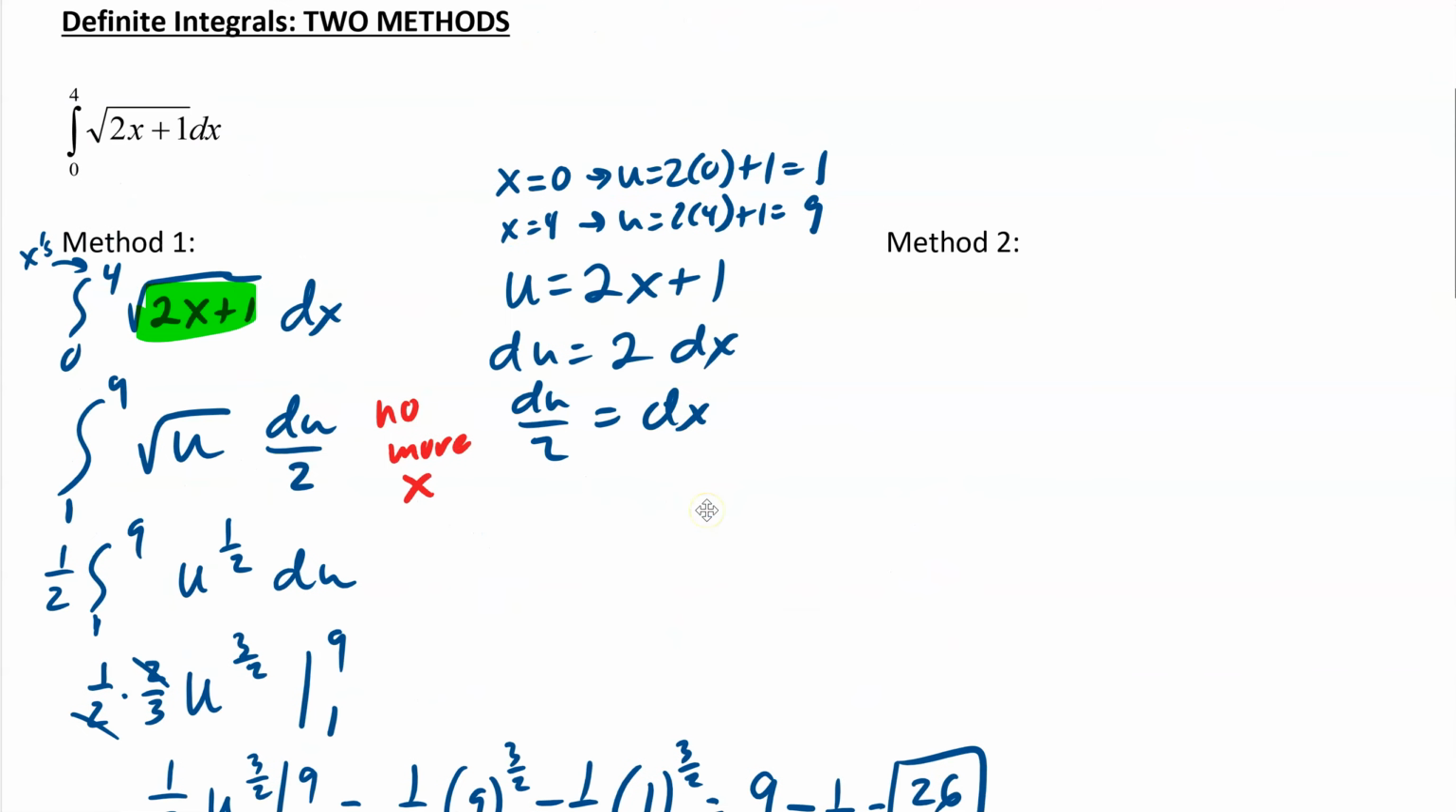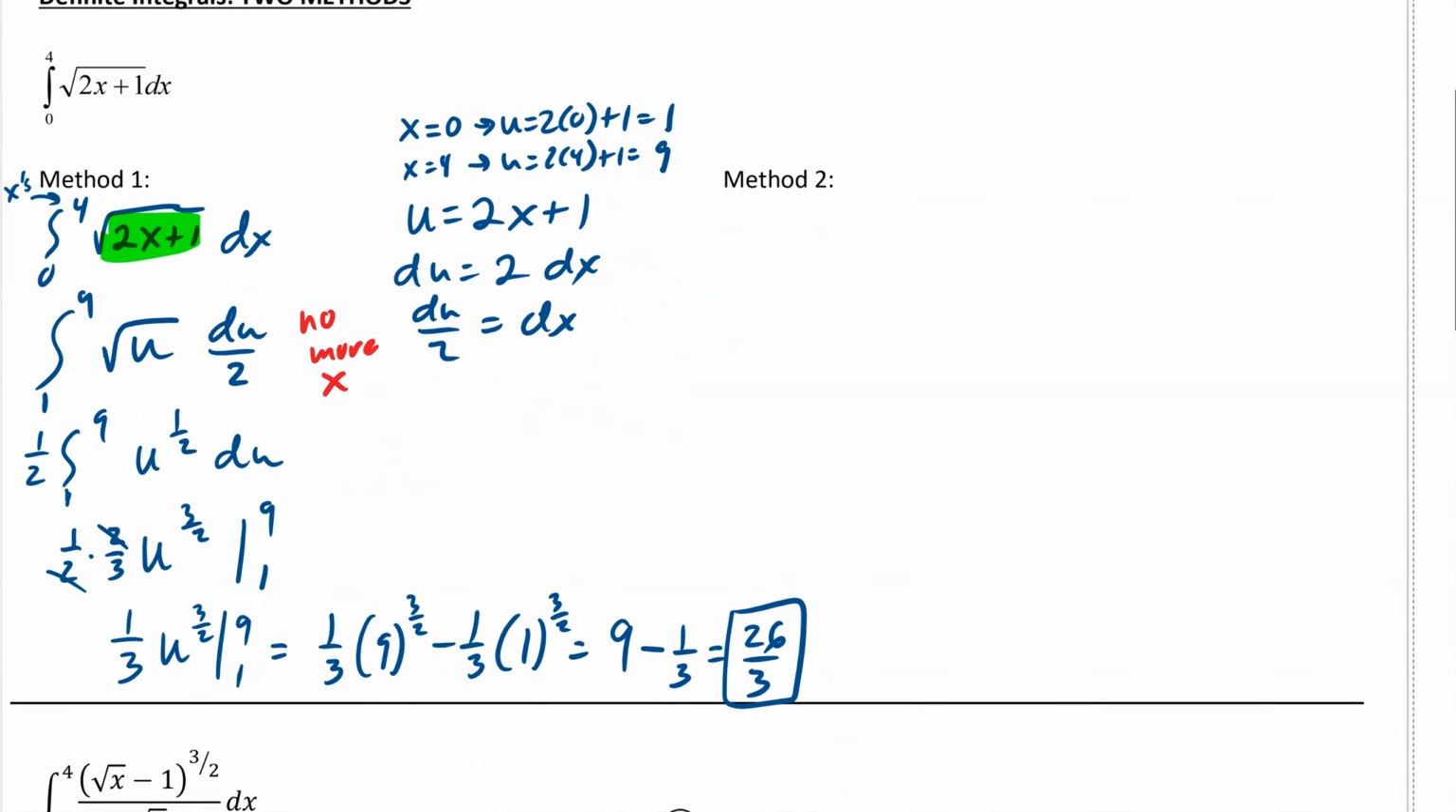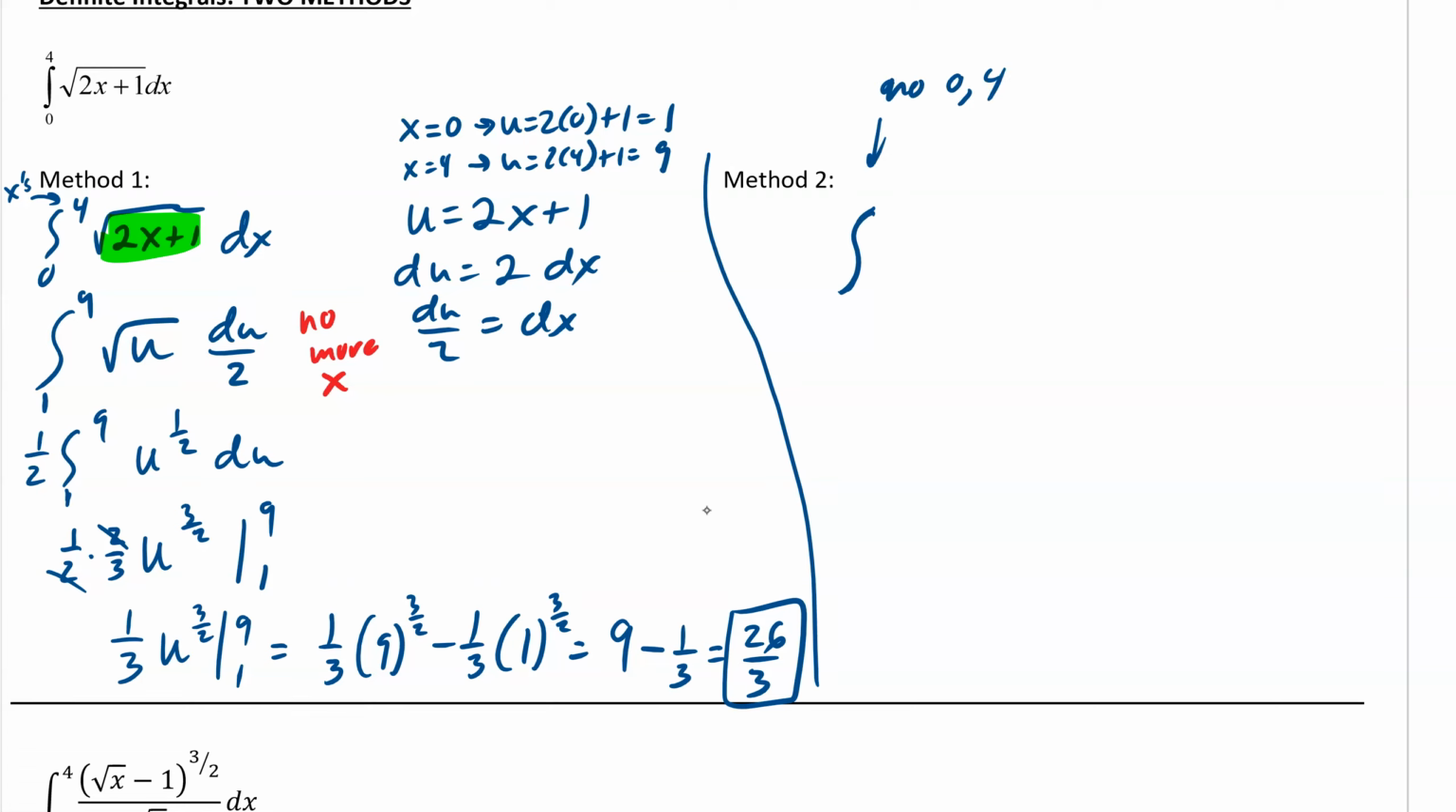So that is correct. Now method 2. Method 2 is the sloppy method. It's not technical. And so what we're going to do is basically just say, you know what? No 0, 4. We're going to treat it like a normal indefinite integral, and just integrate and find the antiderivative and then plug it in. All right, so you treat it this way.